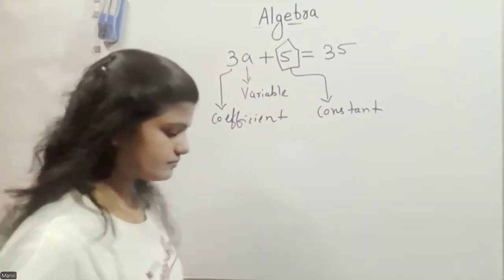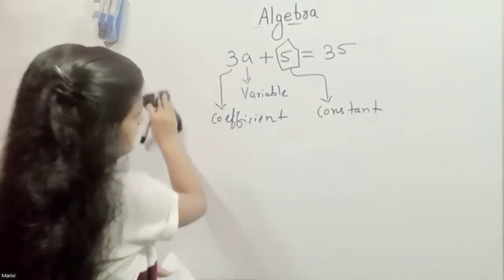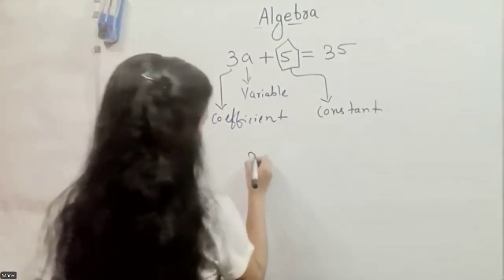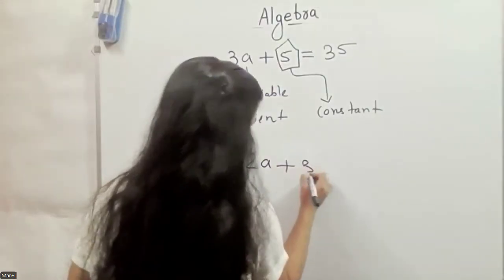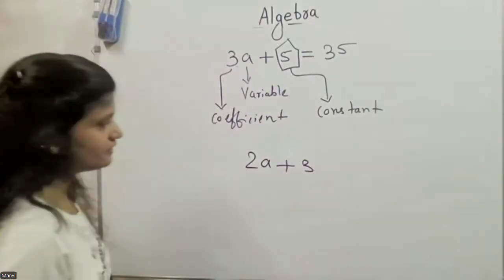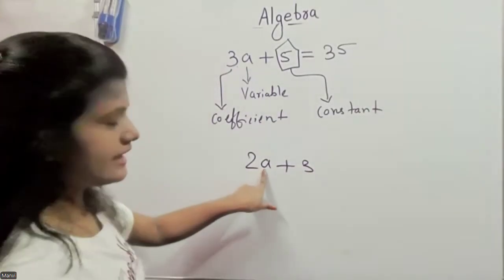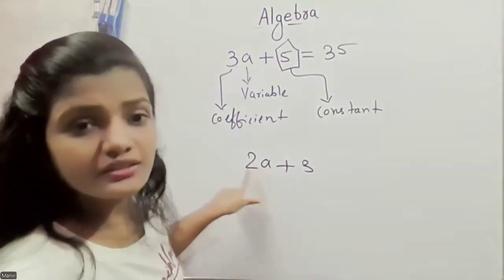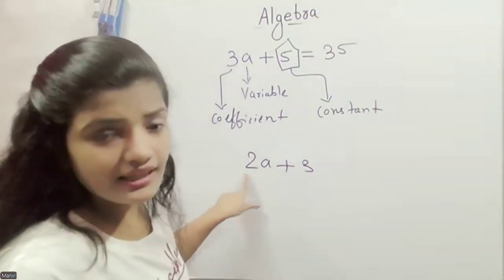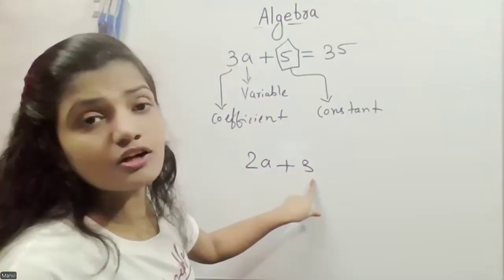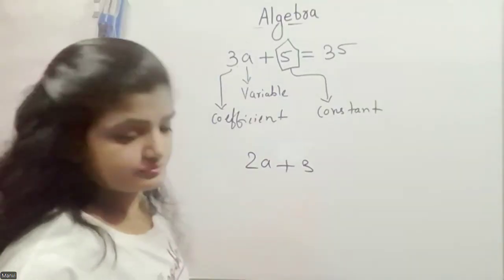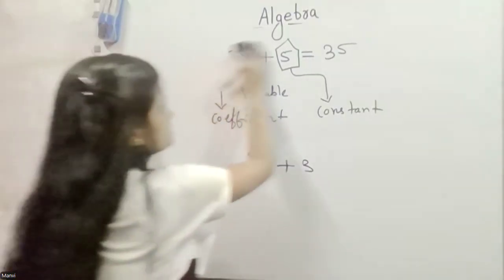Okay? For example, if we have some question like this, 2a plus 3. So here we have this a, which is the variable, this 2, which is the coefficient, and this 3 is actually the constant term. That's it.